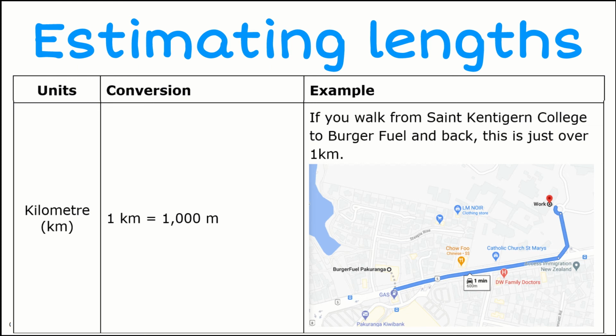And a kilometre is the other one. So for example, if I walked from my school at St Kentigern's down the road to Burgerfuel and then back again, that would be about a distance of 1 kilometre. So it's 1,000 metres. If I take roughly 1,000 steps, that would be 1 kilometre.